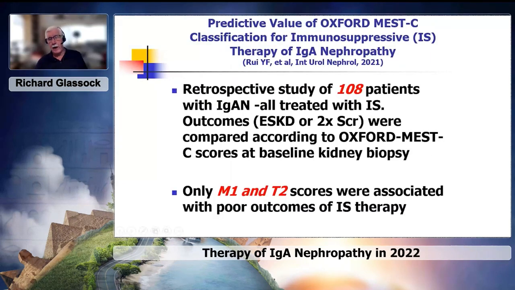There has been an independent examination of the predictive value of Oxford MEST-C, published very recently, was again a retrospective study. All of the patients were treated with immunosuppression, and the outcomes relative to the Oxford MEST-C scores were examined. Only M1 and T2 scores were associated with poor outcomes of immunosuppressive therapy, but the other lesions didn't correlate with better outcomes.